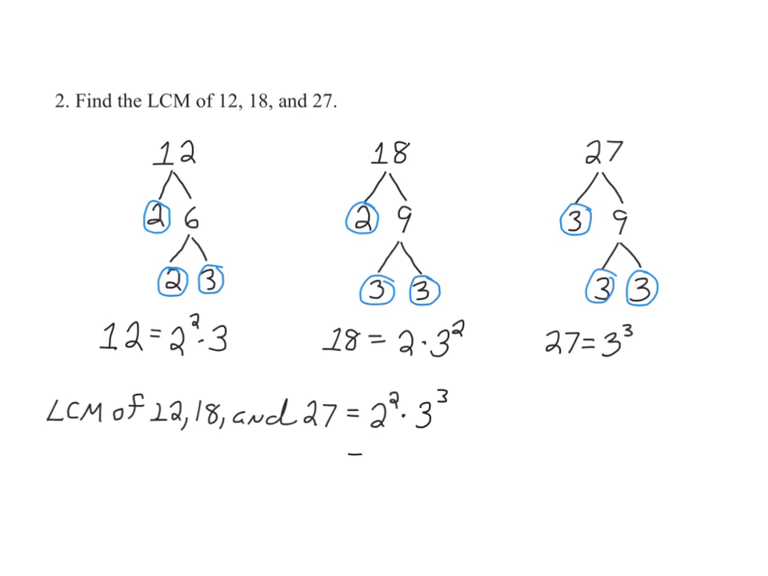And we see 2 squared gives us 4 times 3 cubed, which gives us 27. And 4 times 27 equals 108. Therefore, the least common multiple of 12, 18, and 27 is 108.